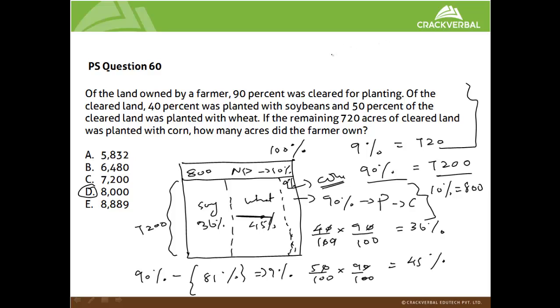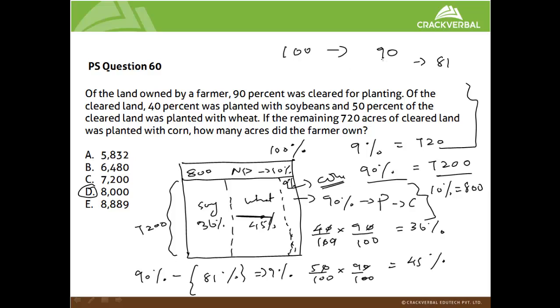So just to reiterate, what is a successive discount? For example, if you bought a pen for 100 rupees and got a 10% discount initially, 10% of 100 is 10, so the new value would be 90. Now another 10% on the 90 is 9, so the new value would be 81. The second discount is on the 90, not the 100. So this is what a successive discount is.